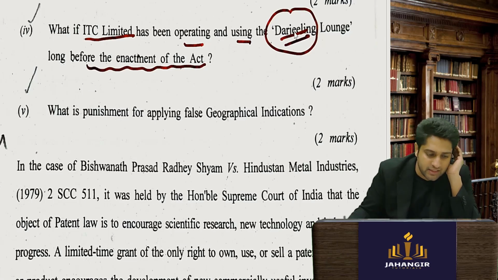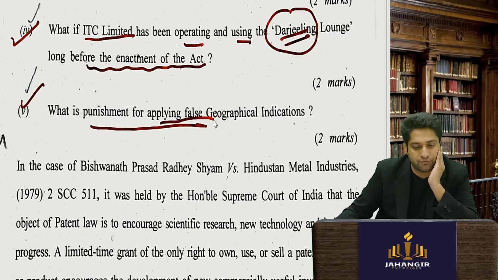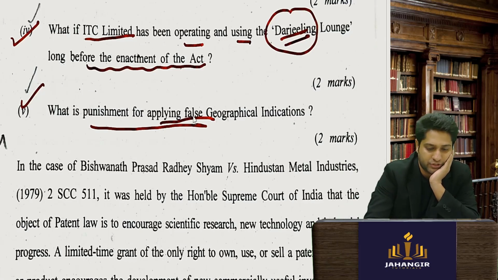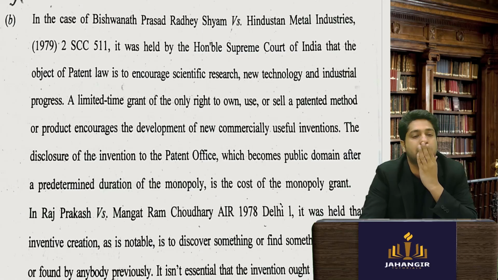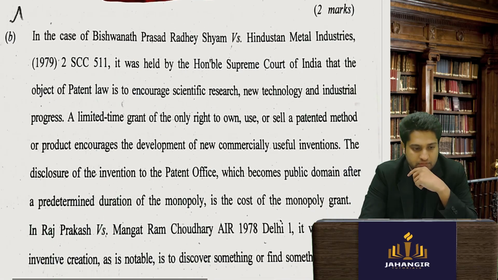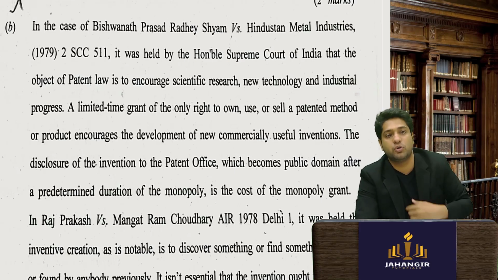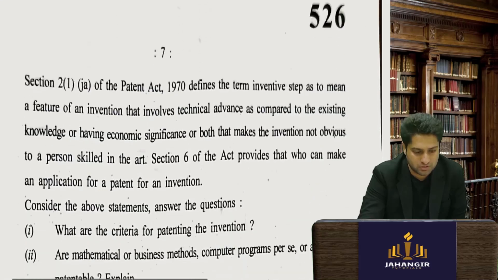So you can write a generic answer. Then next is, what is the punishment for applying a false GI indication? Okay, so fine, imprisonment, all those you can write. Now, seizing of the goods, etc. is there. Now again a very big case. What is the question? It goes on.